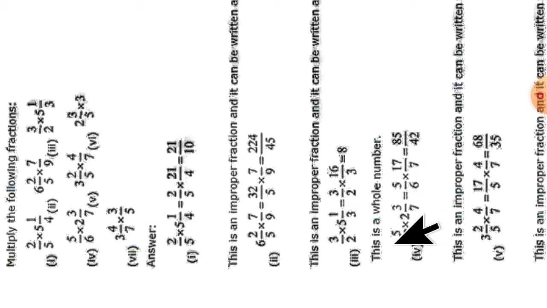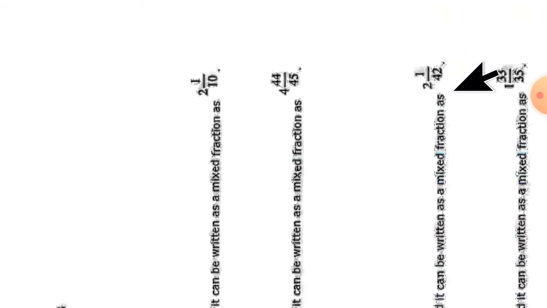Now 5 upon 6 into 2 integer 3 upon 7. 7 2s are 14, 14 plus 3 will be 17 upon 7, equals 5 upon 6 into 17 upon 7. 17 5s are 85. 6 7s are 42. So this is an improper fraction. Divide 85 by 42, you will get 2 integer 1 upon 42.